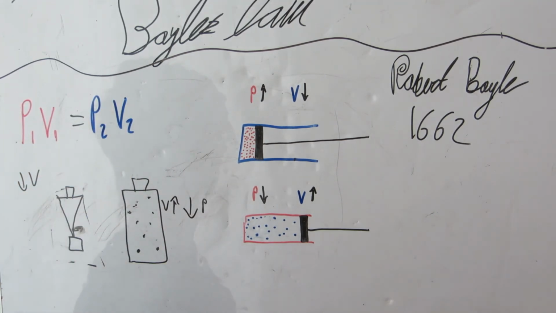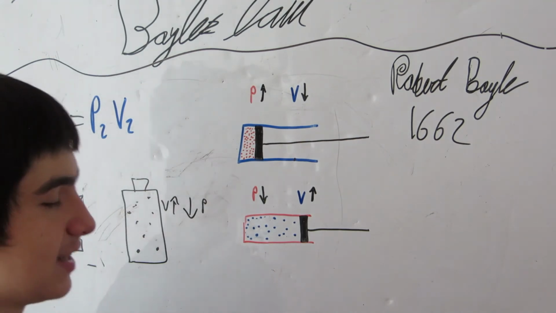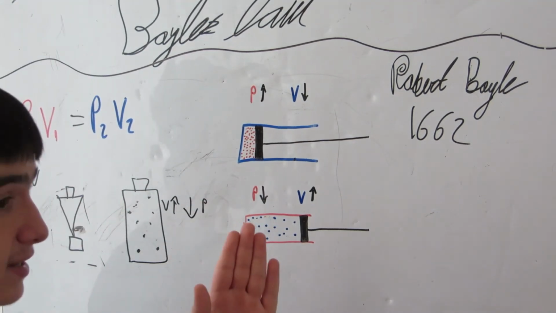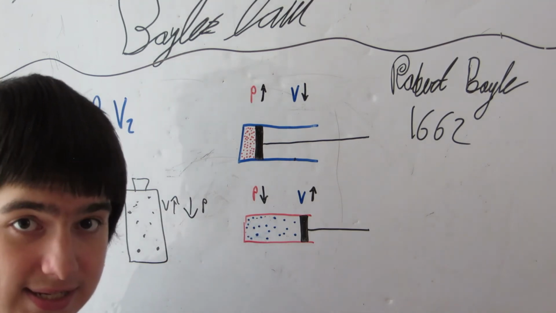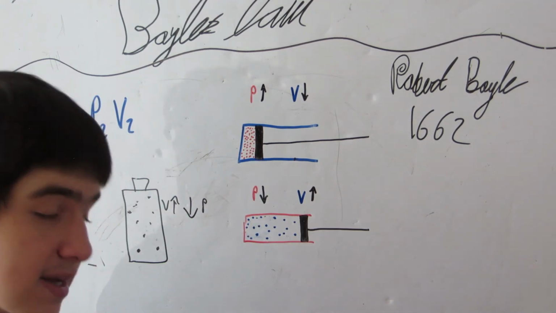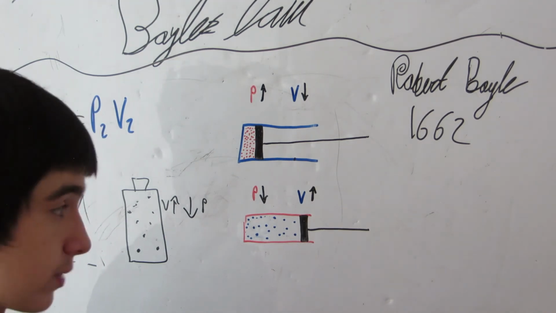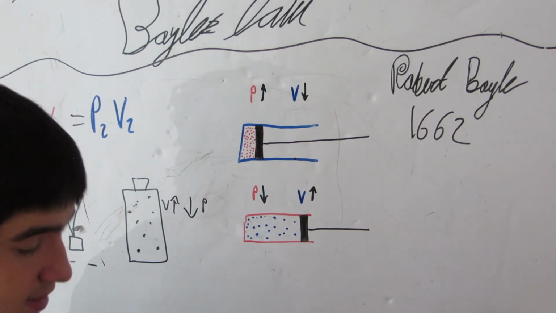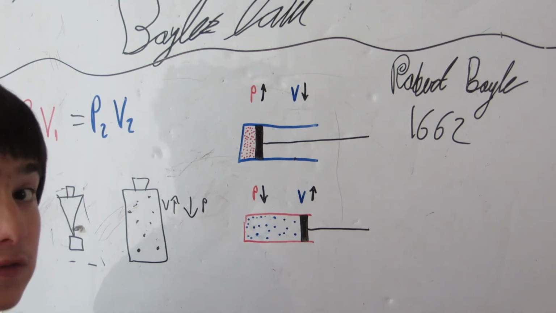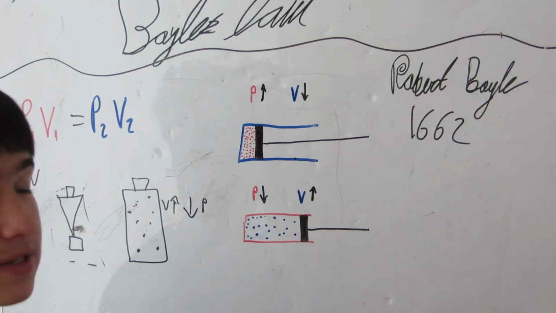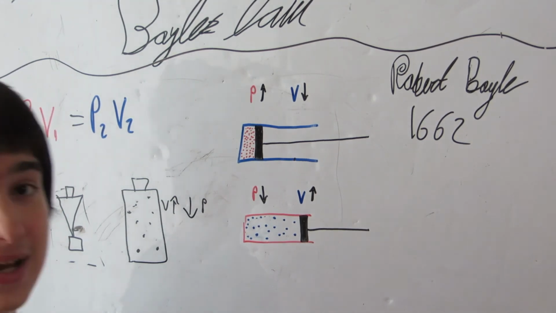So this is the formula, and we said that it's an inverse relationship. What does that mean? It means that as pressure increases, volume always should decrease, and as volume decreases, pressure increases. And the inverse of it is also correct, which is as pressure decreases, volume increases, and as volume increases, pressure decreases. It's as simple as it is.